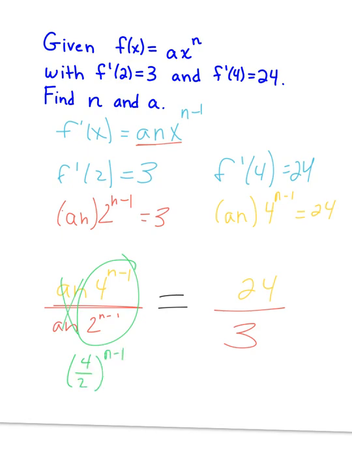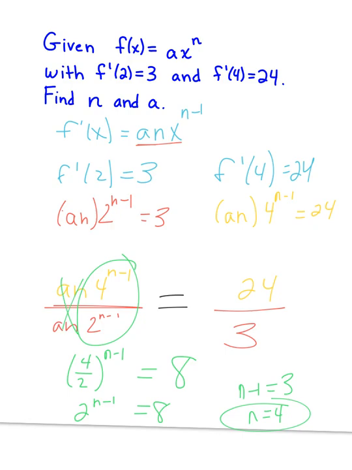Now here we'll apply some properties of exponents. If the numerator and the denominator have the same exponent, we can just apply that to the entire fraction. So we have 2 to the n minus 1 must equal 8. So therefore we know that n minus 1 must be 3, because 2 to the third is 8. So here we get n is equal to 4.